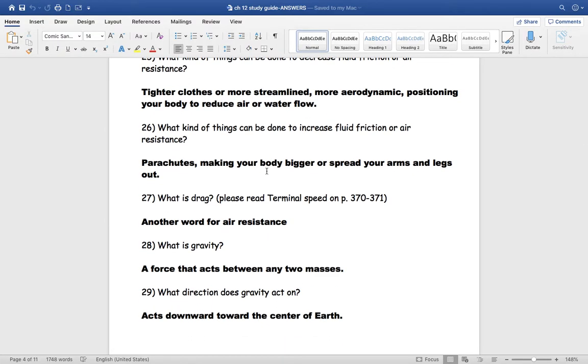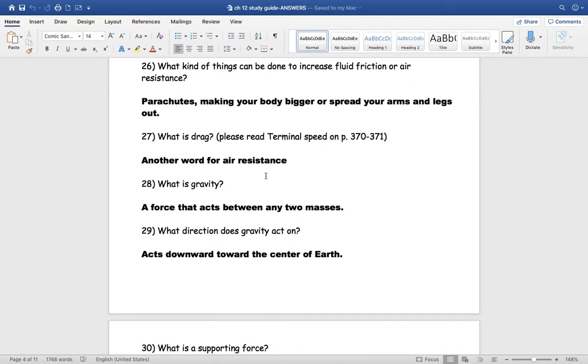26. What kind of things can be done to increase fluid friction or air resistance? Those would be parachutes, or making your body bigger, or spreading your arms and legs out. This would be wearing bigger, baggier clothes if you wanted to increase your fluid friction.